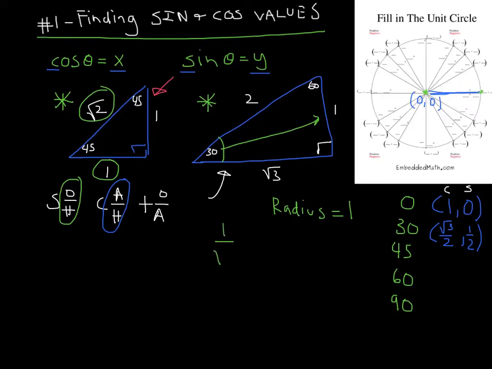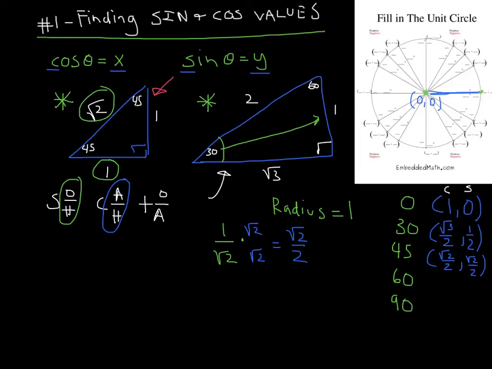1 over root 2. Now, we normally don't write it that way. We normally get the root off of the bottom. So if you multiply top and bottom by root 2 and root 2, you end up getting root 2 over 2. And that is going to be the cosine value for 45. So root 2 over 2. And you can see it's going to be the same for sine because the sides are still 1, 1, root 2. So the sine is going to also be root 2 over 2.